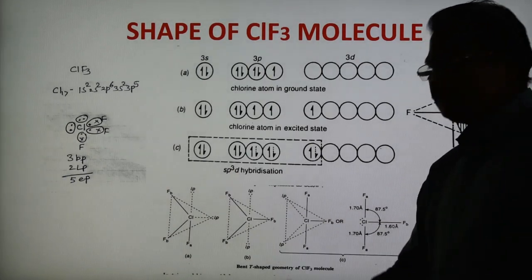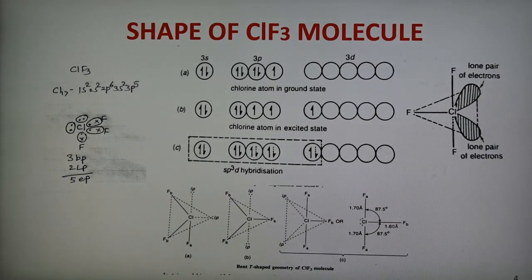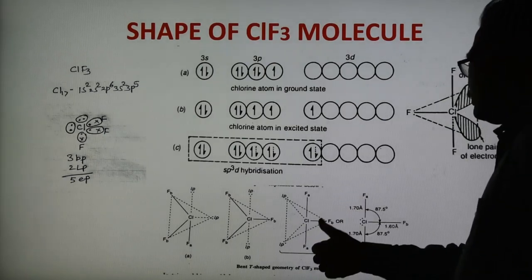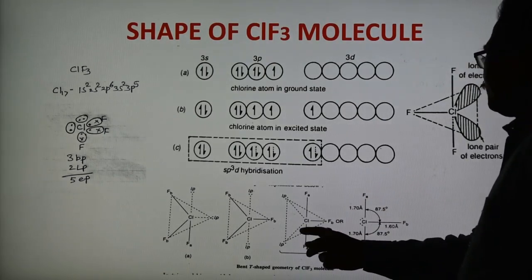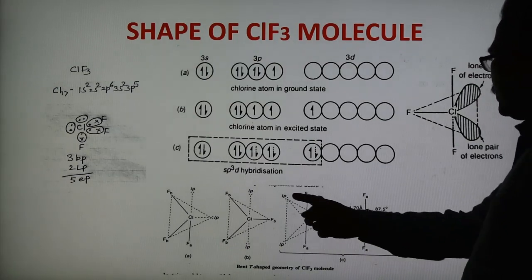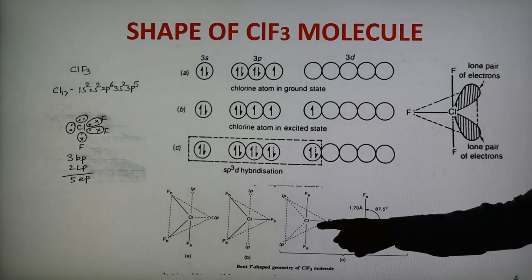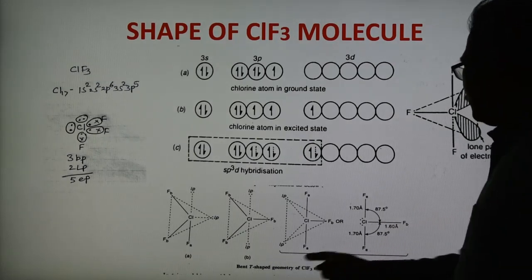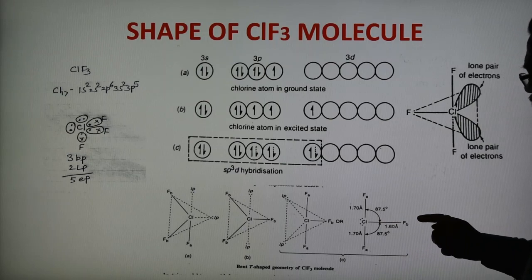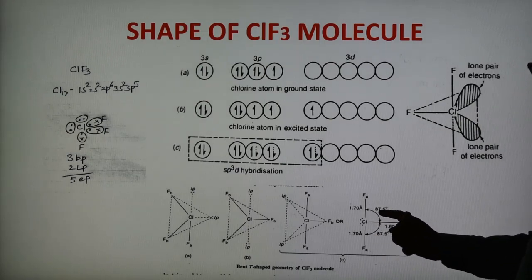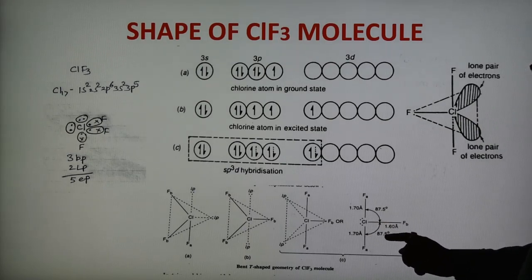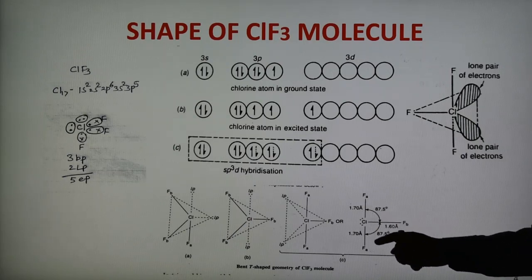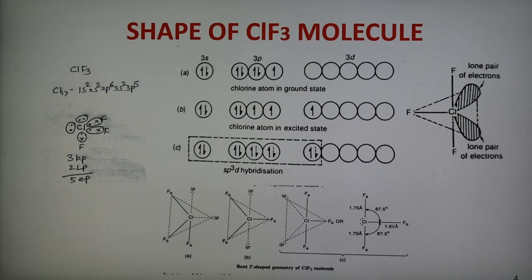Out of these 3 possibilities, we observe that there is minimum repulsion in figure C, and therefore this is the most stable structure. Because of the presence of 2 lone pairs, the shape of this molecule can also be considered as a T shape. This is the T shape, this line and this other line. This bond angle is 87.5, this is 87.5, and the bond length is also shown. So this is the T-shape geometry of the ClF3 molecule.